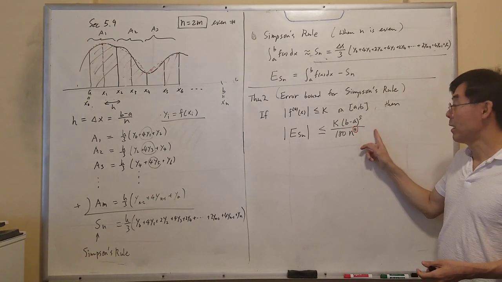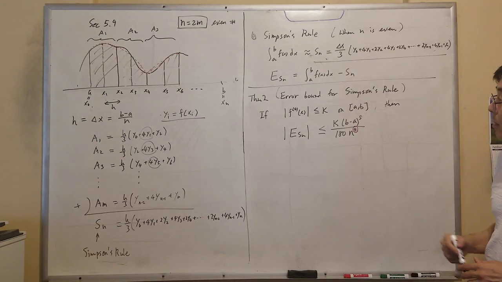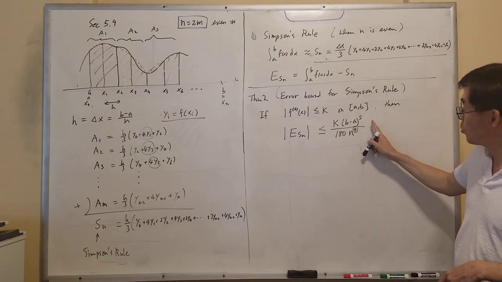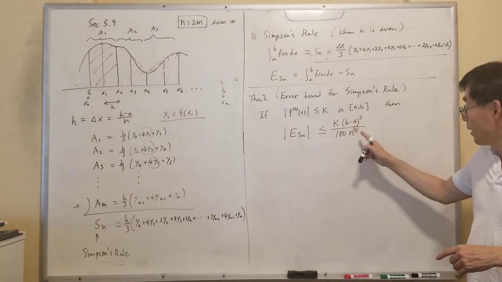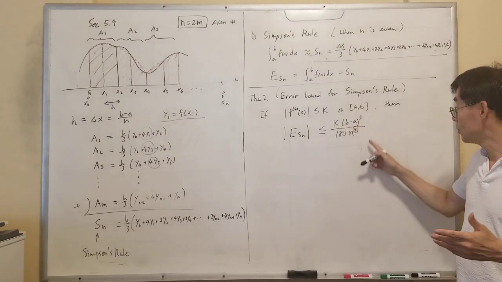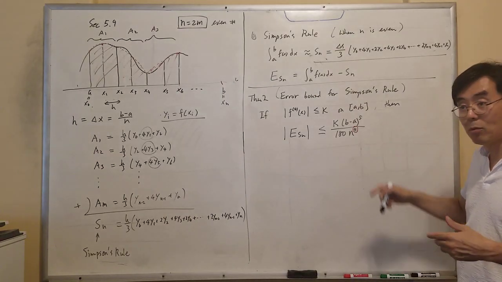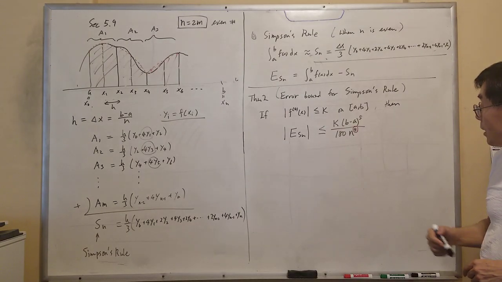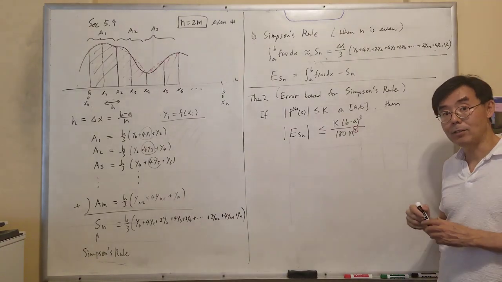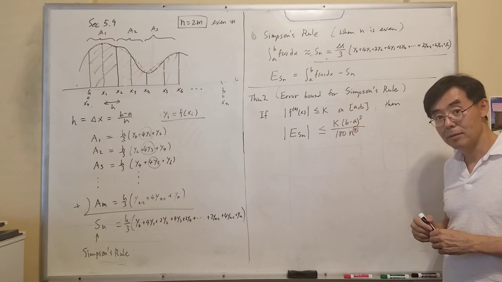So the worst case possible error, the upper bound of the error, is inversely proportional to n to the 4. So if n increases by a factor of 2, the upper bound of the error will decrease by a factor of 16, 1 over 16. This is way faster than the trapezoidal rule or the midpoint rule.